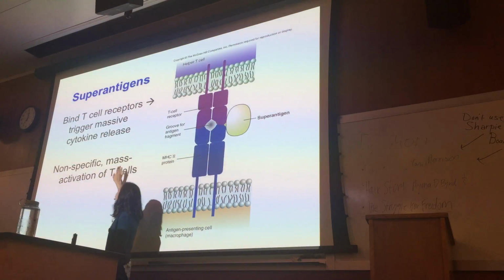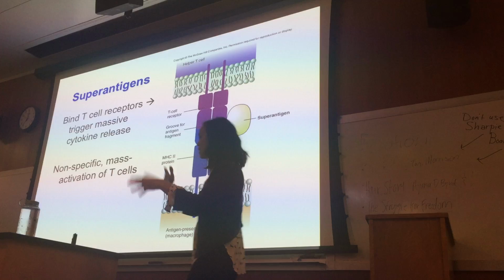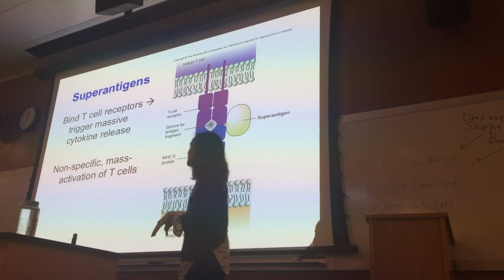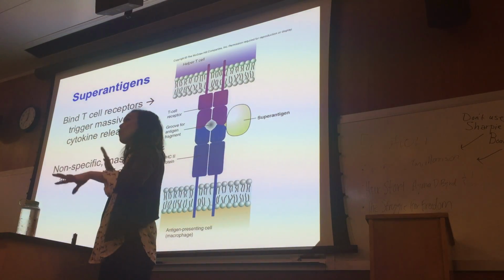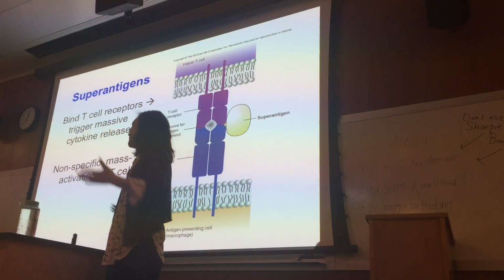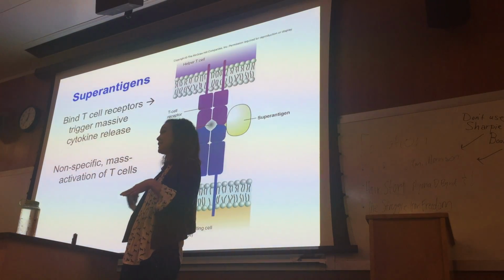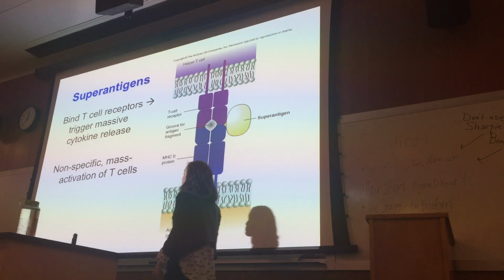So it says mass activation. It's always good if we get our white blood cells activated and fighting against something, but it's kind of a balancing act. Because if our white blood cells get overactivated, overstimulated, your immune system can actually work against you and start causing damage to your own body. And that happens a lot.